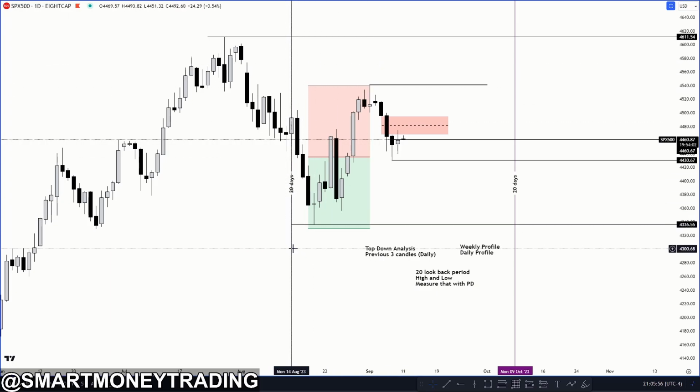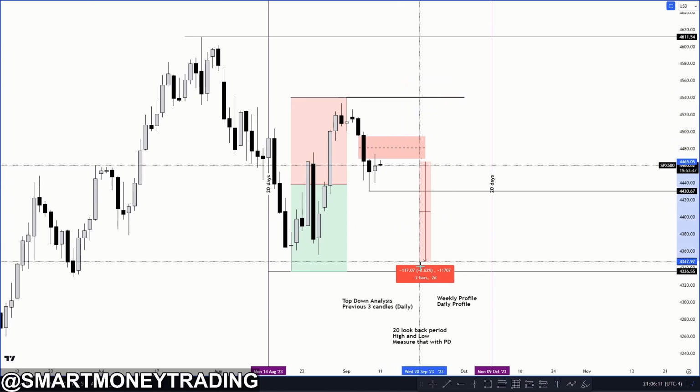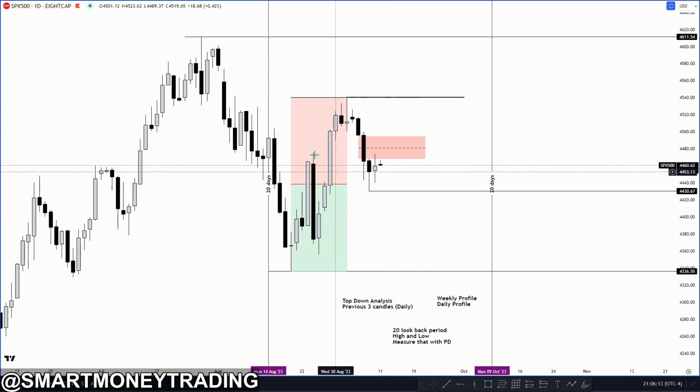Anything in between these 20 days, you can see we created the low right there, and the high up here. So we are inside of a premium. We would be looking to target some external level of liquidity on this 20-day look back. It could be the high or it could be the low. It really depends on what the order flow is telling us.